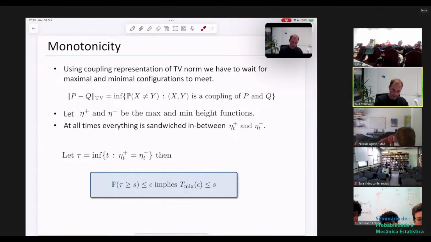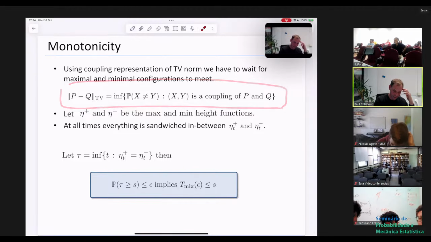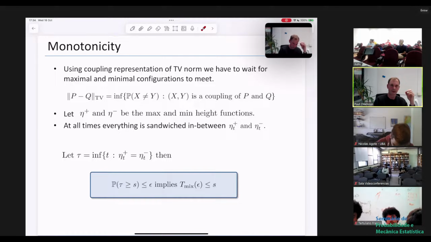Okay, so in particular, once the maximum and the minimum couple under the construction I gave earlier, then everything else remains sandwiched in between, so everything's coupled, so you get a usual bound on the total variation distance in terms of the coupling. Okay, again, people have probably seen bounds on mixing time using these coupling arguments before.